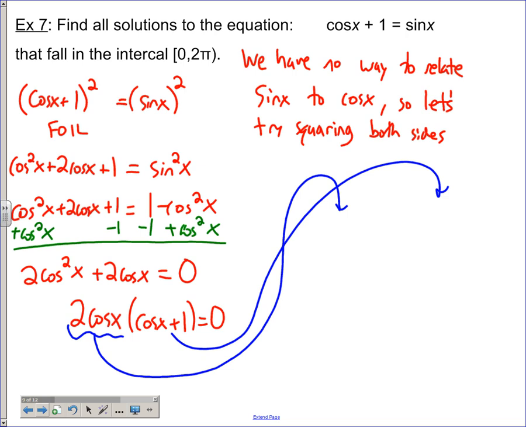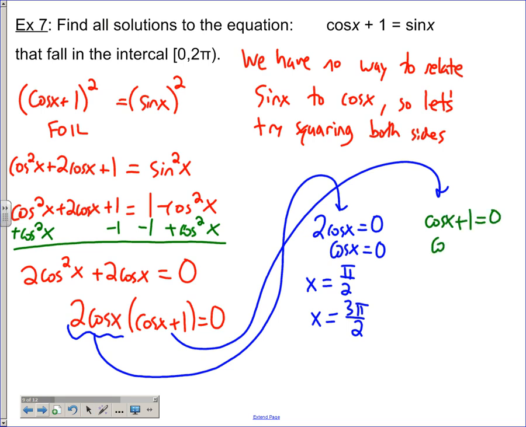So our first one, 2 cosine of x equals 0. That means that cosine x equals 0. So that's x equals pi over 2, and x equals 3 pi over 2. If we have cosine of x plus 1 equal to 0, that means that cosine of x equals negative 1, which happens at x equals pi. So in this problem, we're trying to find all answers between 0 and 2 pi. Right? So we have all three answers.